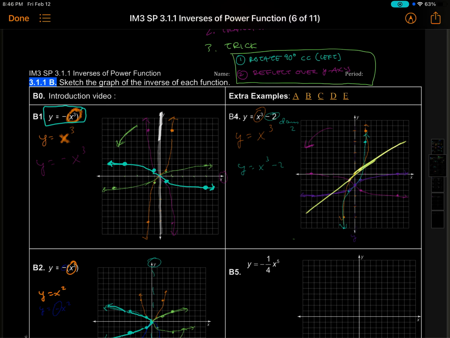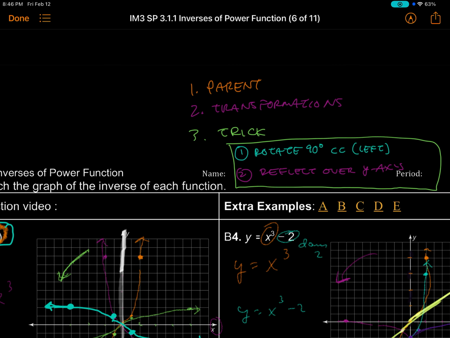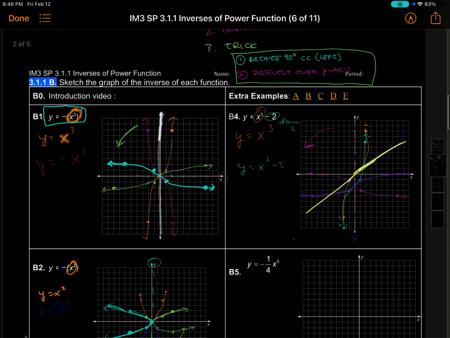All right, we need to sketch the graph of the inverse of this function. We're going to apply these notes here. We're going to graph the parent, get its transformations, and then get the trig in there. Okay? All right, B5.